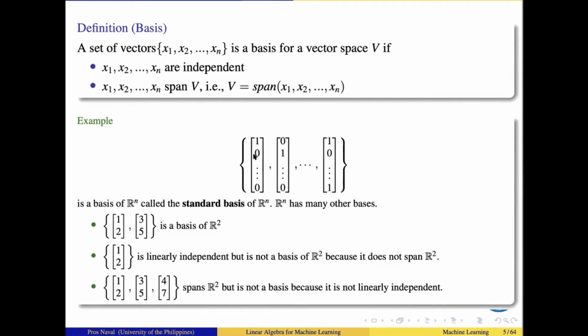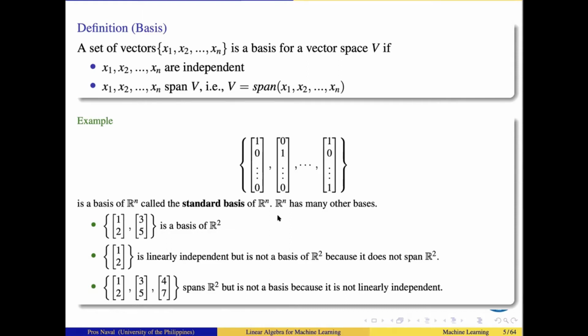The first vector has 1 for its first entry, and the rest are 0. The second vector has 1 in its second position, and the rest are 0. And so on, up to the last one, which has 0s everywhere except the last entry, which has a value of 1. So this set of vectors is called the standard basis of Rn.